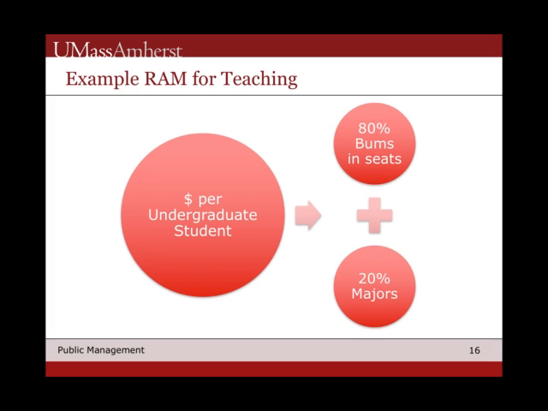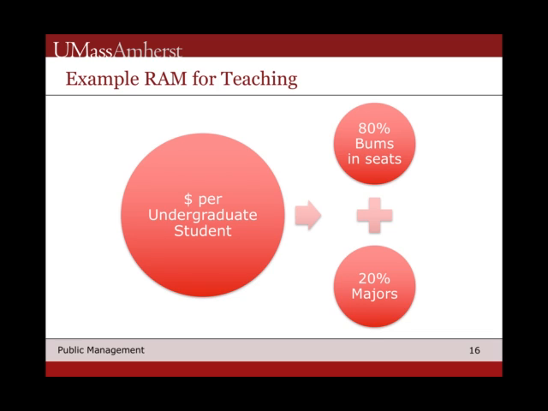So what will end up happening instead is that people often use more of a resource allocation mechanism, or activity-based management system, that looks at the activity. So let's say we've got X amount per undergraduate student. You can also do it per master's student if you get more. And we'll give some percentage to the classes where there are bums in seats, and some percentage of that tuition income to the overhead costs of having majors.